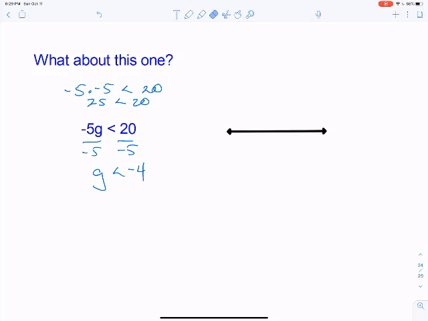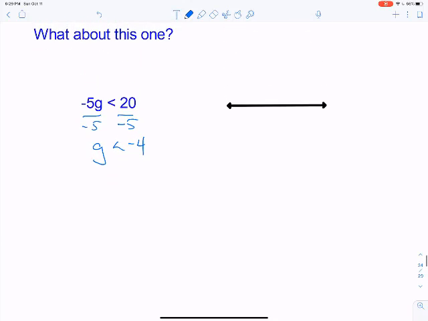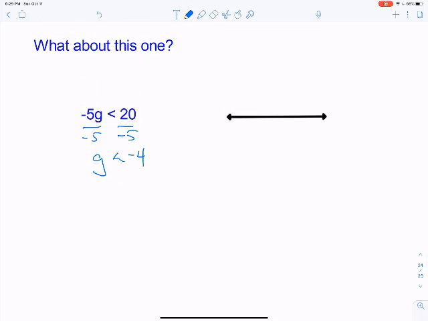Maybe I just picked a bad number. Let me try again. What if I were to choose negative 6? Because that's still moving in the same direction. Would that work? Let's see. Negative 5 times negative 6 is less than 20? Well, negative 5 times negative 6 is 30. Is 30 less than 20? No, it's not. That's kind of weird.